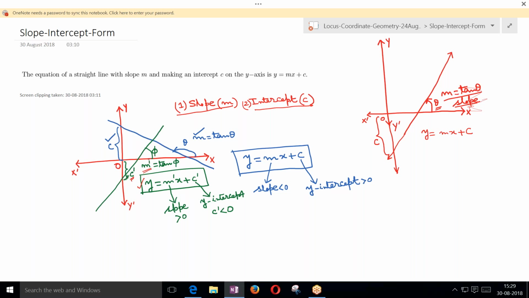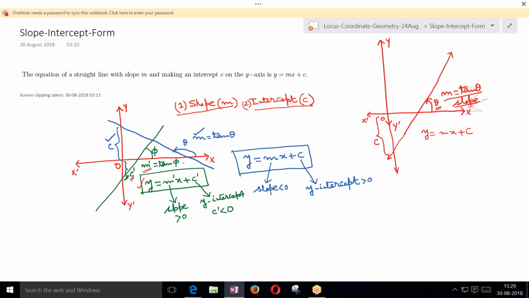So tan of an acute angle is always positive. That's why m dash, which is tan phi, is positive, where phi is an acute angle. And c prime, that is the intercept. You see the intercept here, it is below the x-axis. That means it is negative. So c prime is negative. So this is one thing.